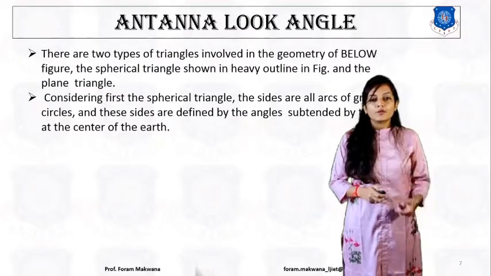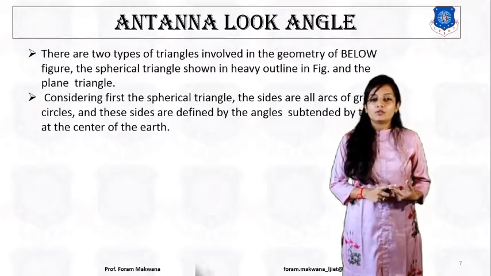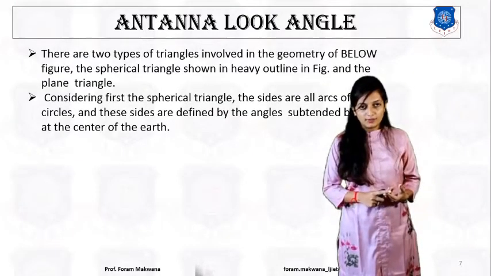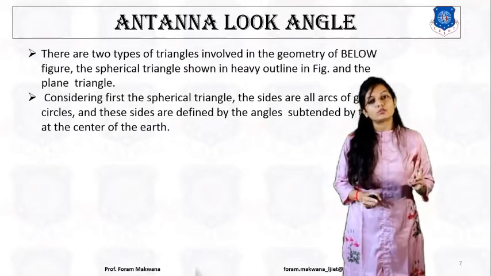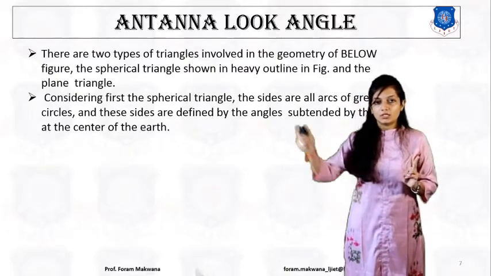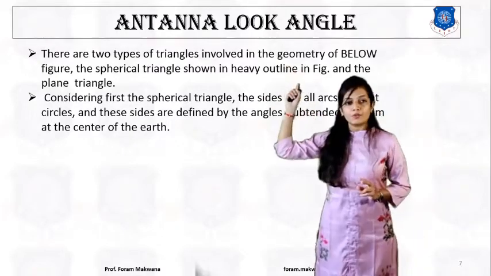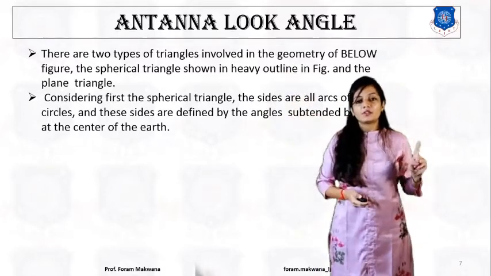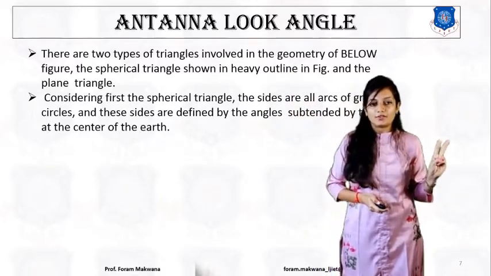So first we are going to start the calculation of azimuth angle. We require two types of triangle involved in the geometry of the figure below. The first one is the spherical triangle, the second one is the plane triangle.